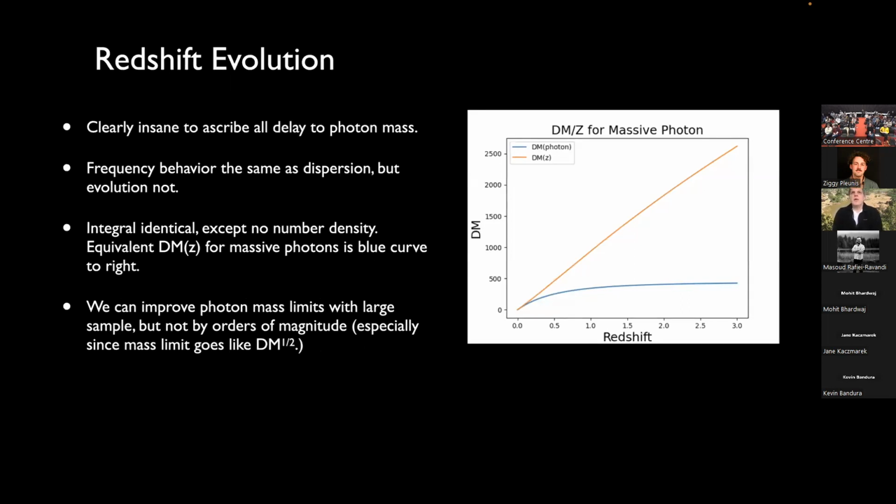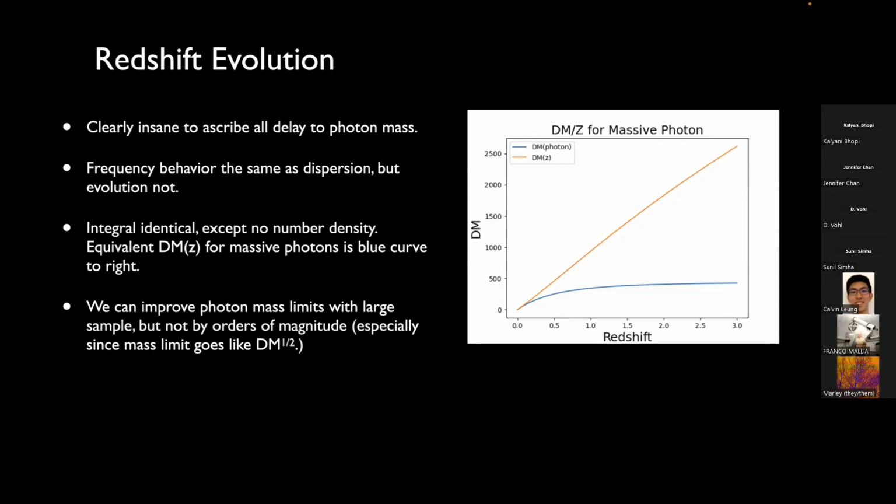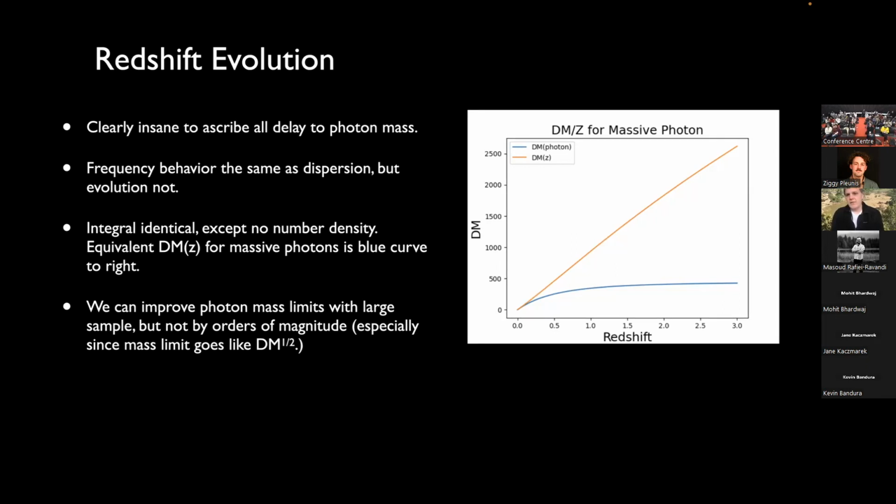And of course, now that we know how to calculate DM of z, the photon delay looks an awful lot like that, except you don't get this 1 plus z cubed factor from increasing density. And so if you look at this as a function of redshift, the blue curve is the delay, this is sort of the equivalent DM from the photon rest mass versus redshift, and it looks very different than the standard plasma delay. So if you have a large population of FRBs with redshifts, then you should be able to do a fair amount better.